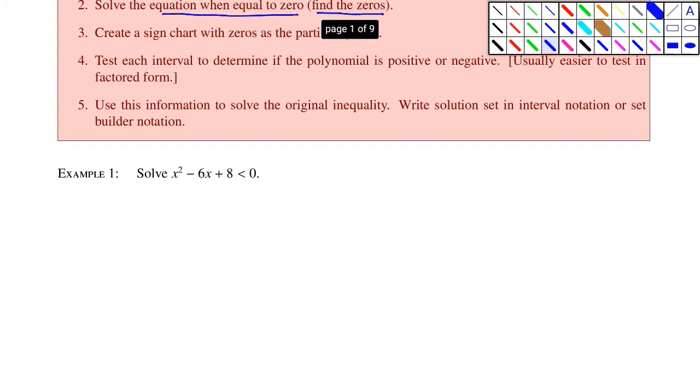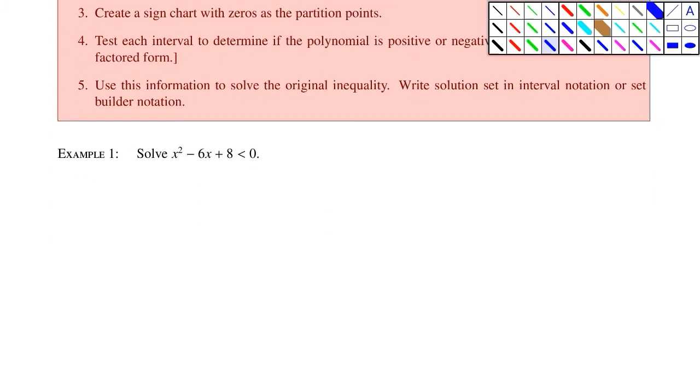Number 1 is solve x squared minus 6x plus 8 is less than 0. So the first step is to make sure that you have 0 on one side, and that's already done. So check. Number 2, we want to create the equation that's based on this polynomial. So it's x squared minus 6x plus 8 is equal to 0.